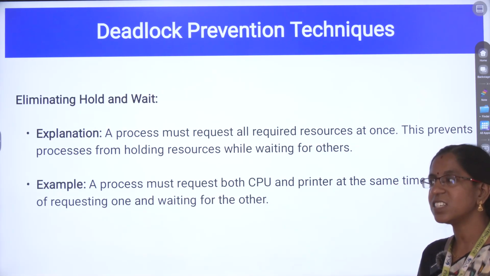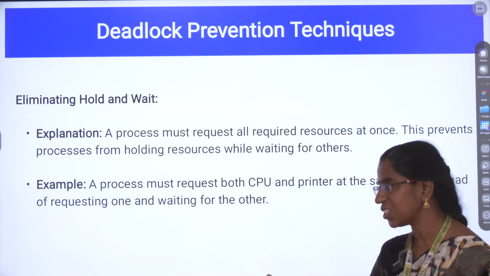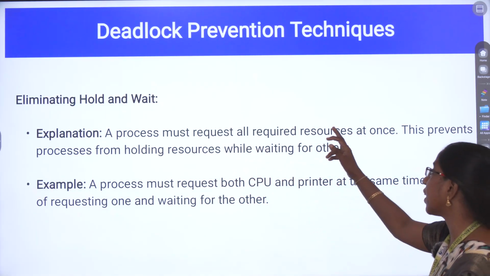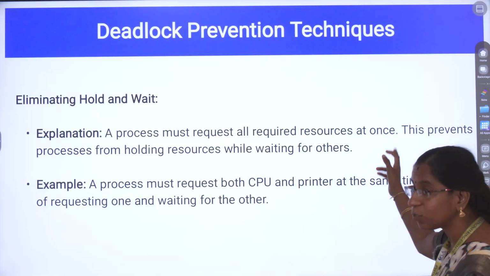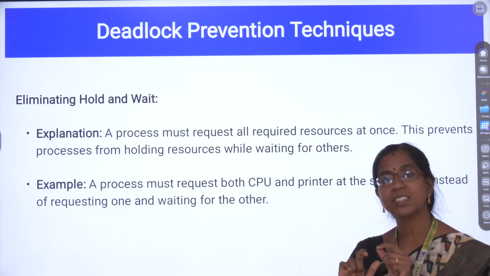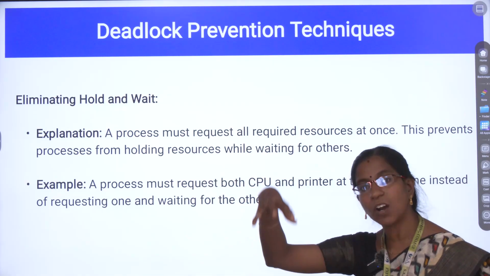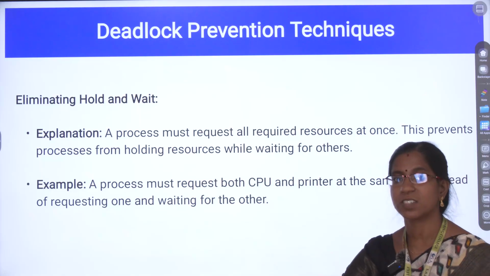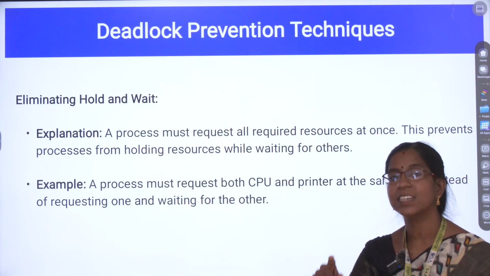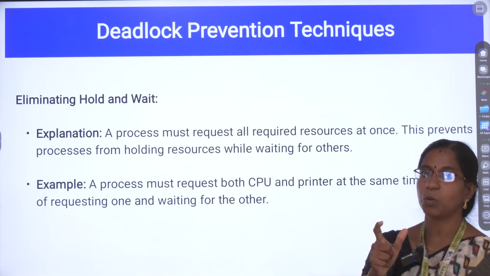Hold and wait means one process depends upon another process because of resource utilization of the other process. A process must request all required resources at once. At one time itself, the particular process can request the resource. Then the other process cannot hold the requested resource, because the requesting process already understands that this particular resource should be held by another process.